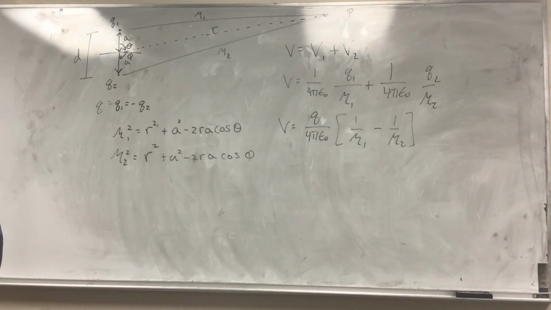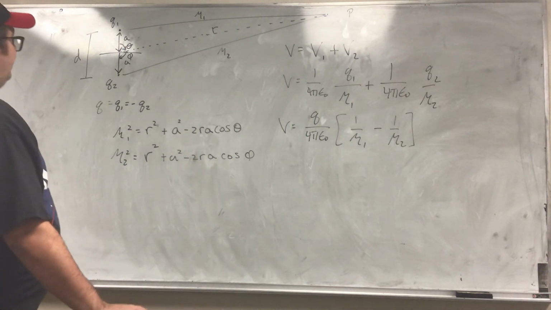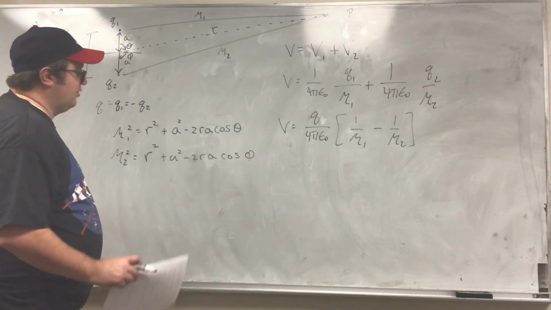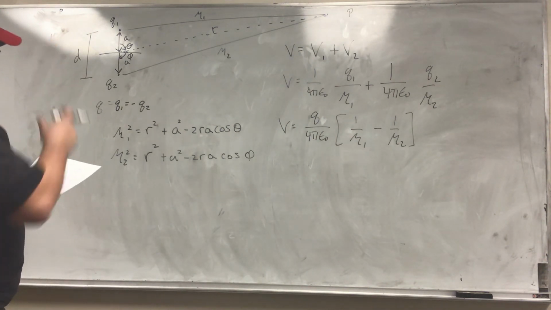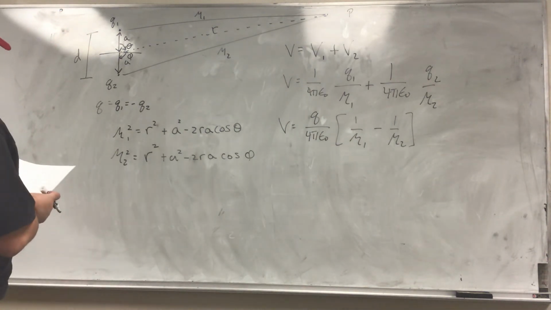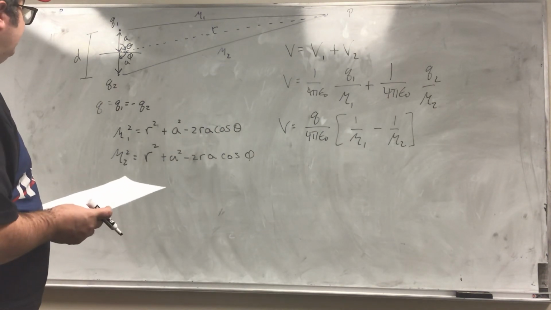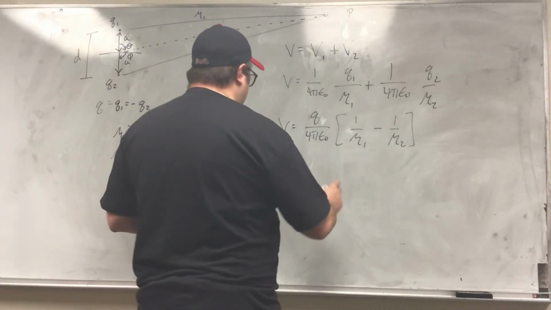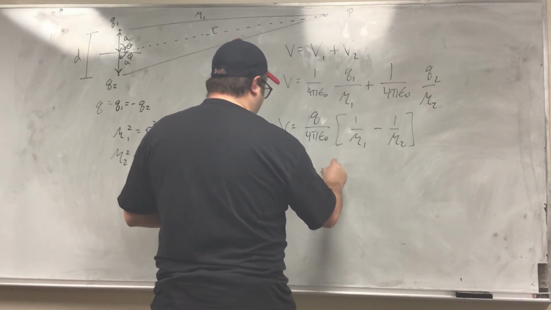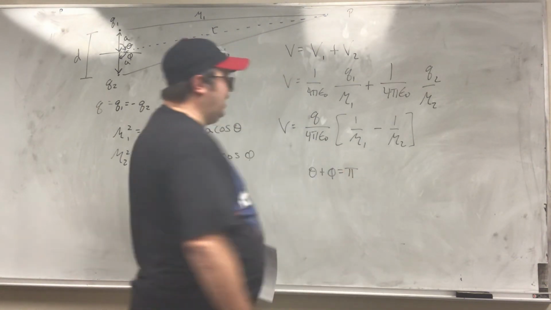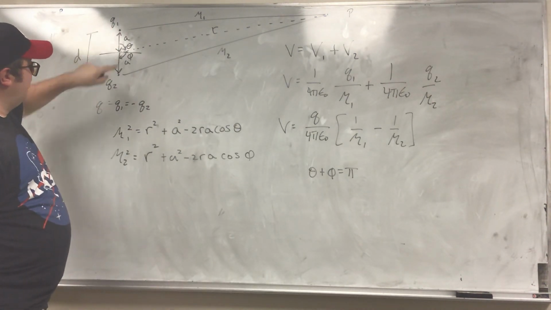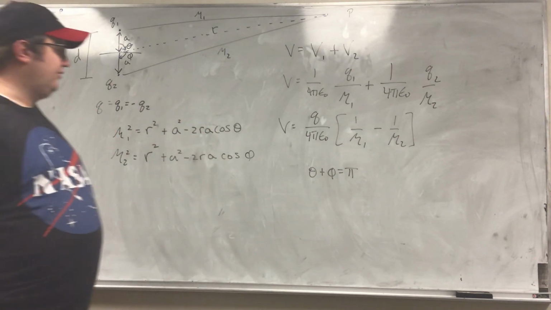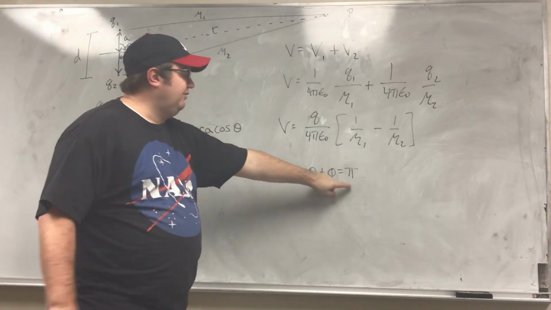All right, so that's interesting, right? I have this cosine theta and this cosine phi. How are they going to be related? And that's going to be the big question. So what we want to do is think about theta and phi. So theta plus phi equals pi, right? If I go from here to there, I go 180 degrees, right? So if I add the theta and the phi together, I get pi.